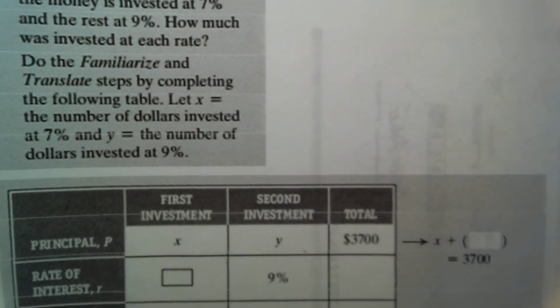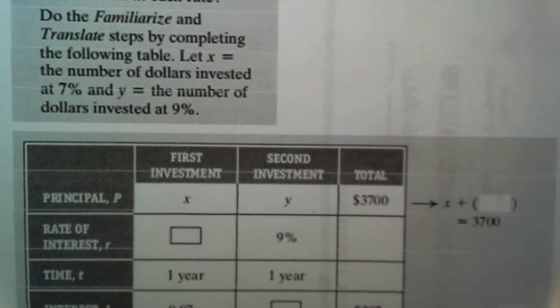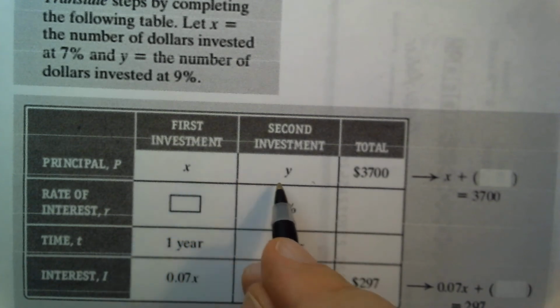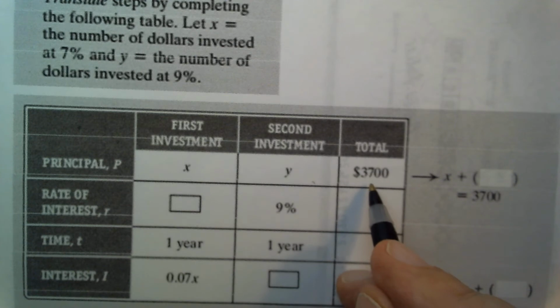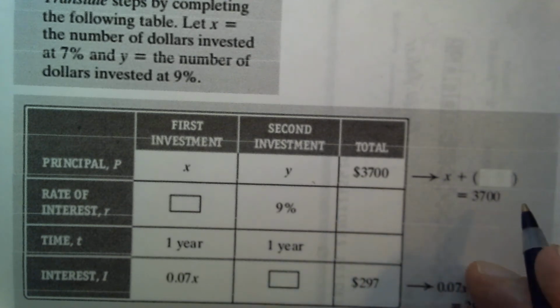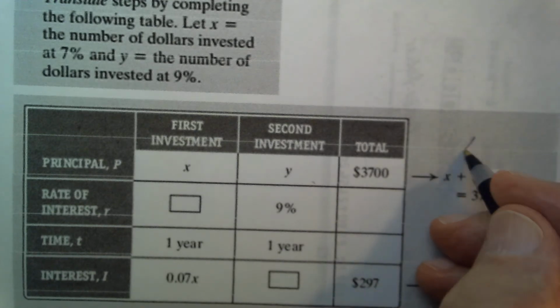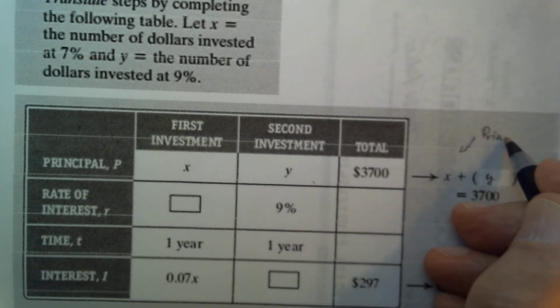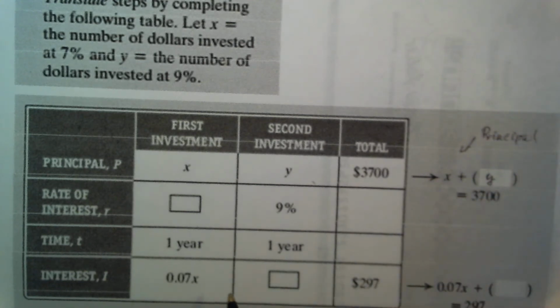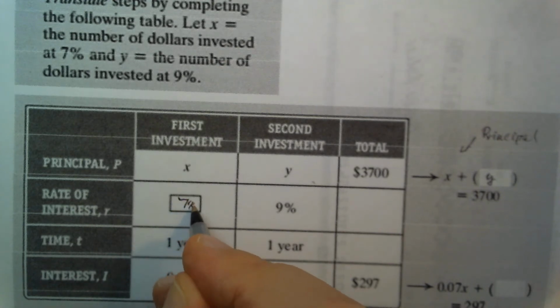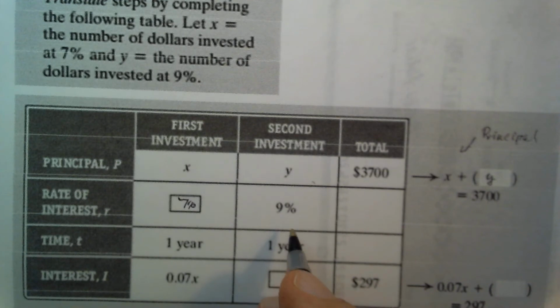So I already set it up in this table here. Here's the first amount X, the second amount Y, and so the total amount is 3,700. So X plus Y equals 3,700. That's the formula for the principal. Now the rate of interest for the first amount X is 7%, and the amount Y is invested at 9%. And again, the time is 1 year.